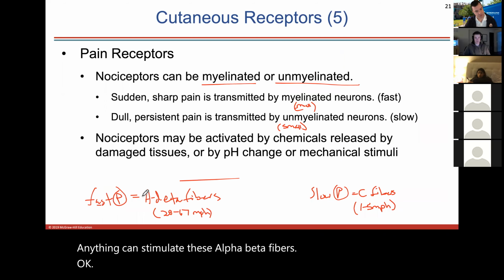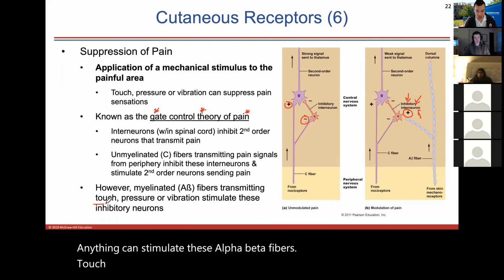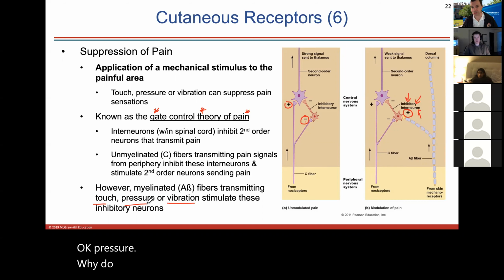Touch. Oops. Why does that do that? Touch. Vibration. Okay. Pressure. Why do you put an ACE bandage around people who have pain? This is that same concept here.